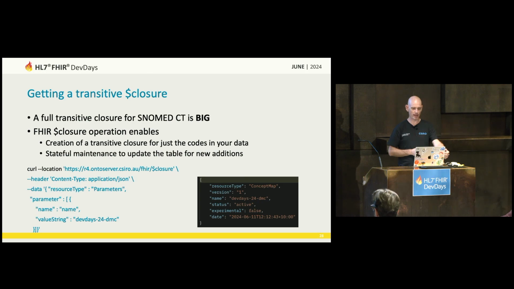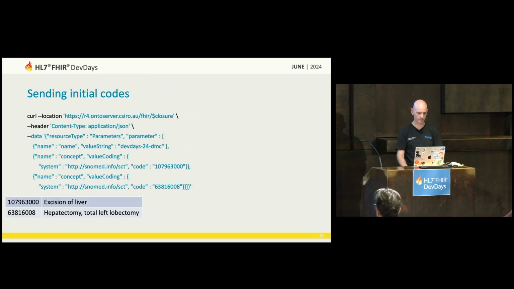And then you have a kind of stateful interaction with the server to get these edges. So I'll go through a stateful interaction, and hopefully you'll get the idea. First we've got to create the transitive closure table. It's one of the few stateful conversations you have with the terminology server. So first you've got to create it, and I'll create one here called DevDays 24 DMC, and I just get back this simple response saying that it exists.